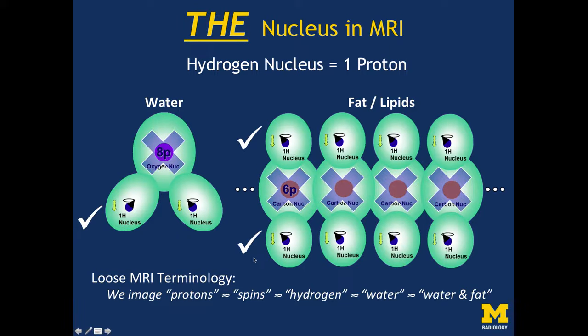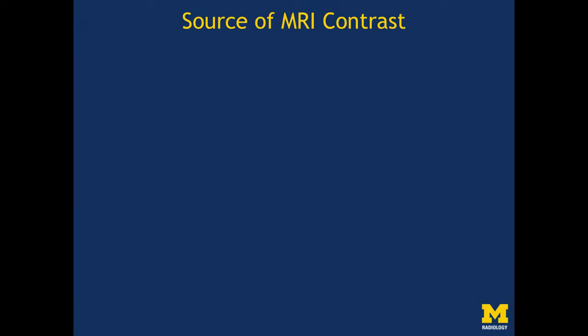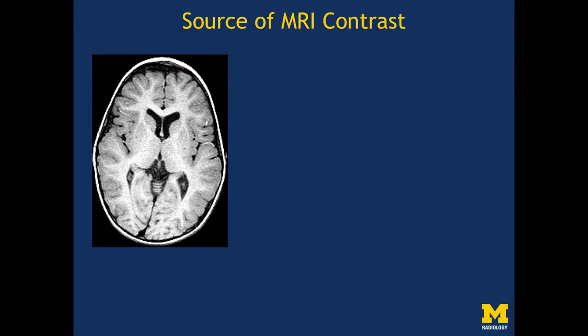But in essence, this is what we'll be making our images of. Now, what is the source of our contrast? Here's a standard MR image of the brain. We see white matter is relatively bright, gray matter is a little dimmer, and fat is quite bright. CSF in the ventricles is quite dark.